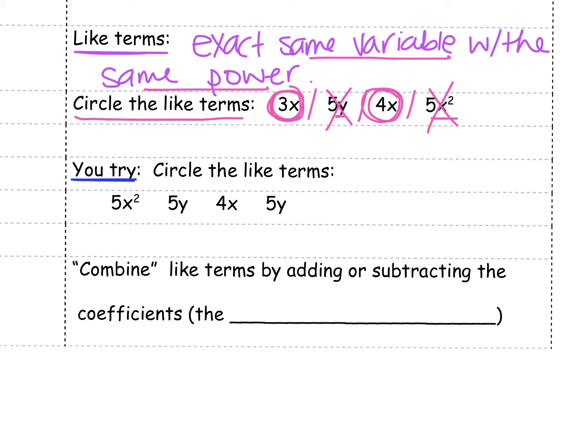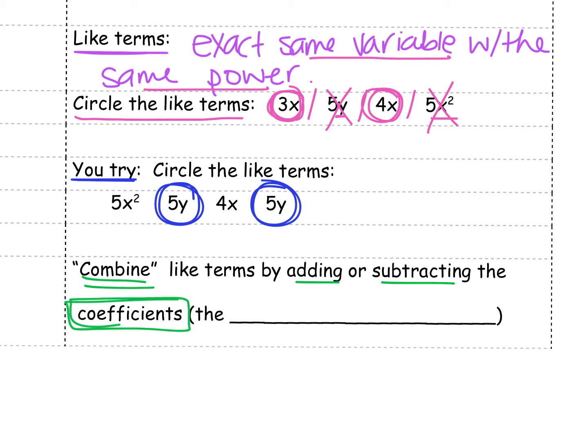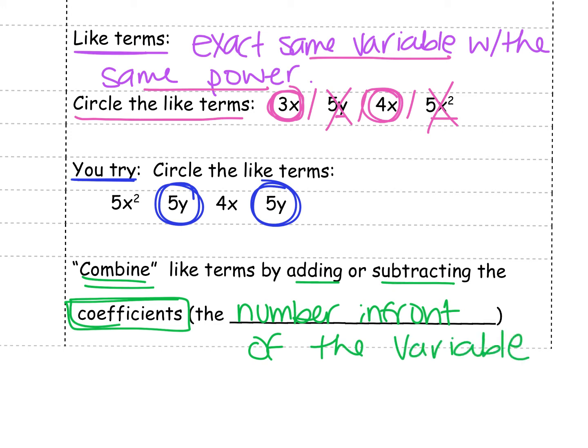If you looked at these four, you should have circled 5y and 5y. And when we talk about combining like terms, which you'll hear me say a lot, we combine like terms by adding or subtracting the coefficients. Remember, coefficient is the vocabulary word. It's the number in front of the variable. So in the problem you just did, our coefficient is 5 for both of those two that we circled.